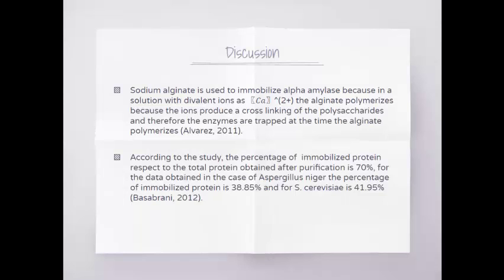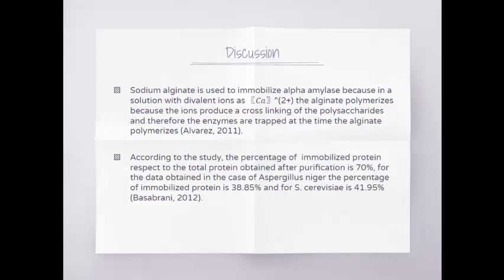Sodium alginate is used to immobilize alpha amylase because it forms a gel in a solution with divalent ions, such as calcium. The alginate polymerizes because the ions produce a cross-linking of the polysaccharides, and therefore the enzymes are trapped at the time the alginate polymerizes. According to a study, the percentage of immobilized protein with respect to the total protein obtained after purification is 70%.